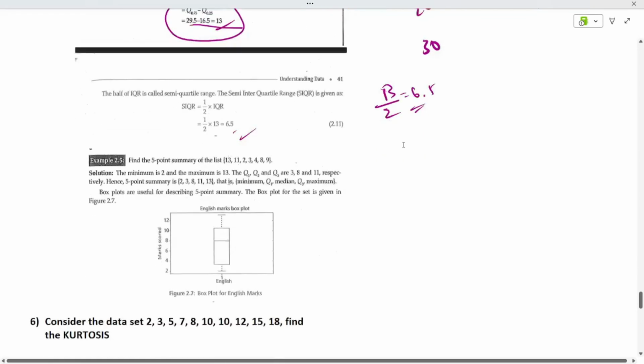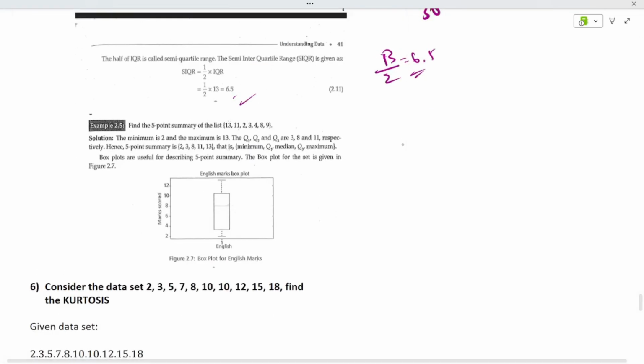Okay. Next is about the 5-point summary. The 5-point summary for the given list they have given. See, first the minimum is 2 and the maximum is 13. Minimum is 2, maximum is 13. So Q1, Q2, Q3 are 3, 8, 11. You have to arrange it in order. Okay. That means after you arrange, it will be minimum, Q1, median, Q3 and maximum. See, the middlemost element you will consider as the Q2 element. This will be the minimum element, this will be the maximum element. And you will plot as it is.